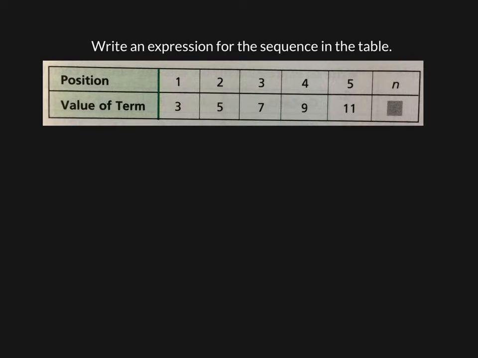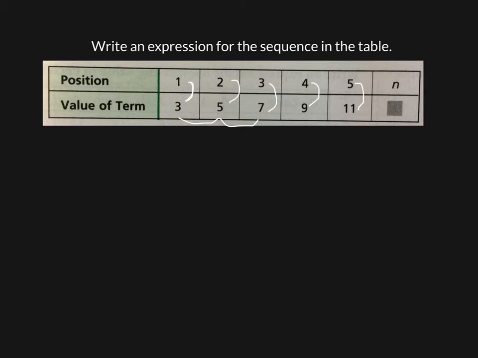All right, another expression we have to write. Okay, position 1 is 3. Position 2 is 5. A lot of times we try to find the pattern going this way, but in this case, we are going this way. Okay, when a 1 went in, a 3 came out. When a 2 went in, a 5 came out. When a 3 went in, a 7 came out. When a 4 went in, a 9 came out. When a 5 went in, an 11 came out.